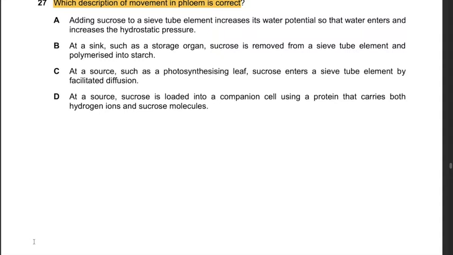Option C. At a source such as a photosynthesizing leaf, sucrose enters a sieve tube element by facilitated diffusion. That is also incorrect, as sucrose enters by active loading by the plant, as it requires ATP and not facilitated diffusion. Hence, option C is also incorrect. That leaves us with option D. At a source, sucrose is loaded into a companion cell using a protein that carries both hydrogen ions and sucrose molecules. Yes, and that protein is called the cotransporter molecule. Hence, the answer is D.